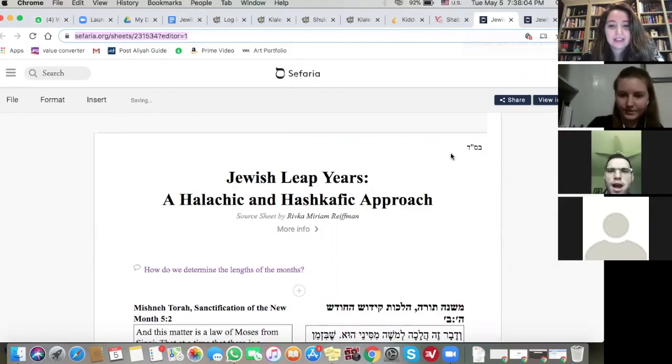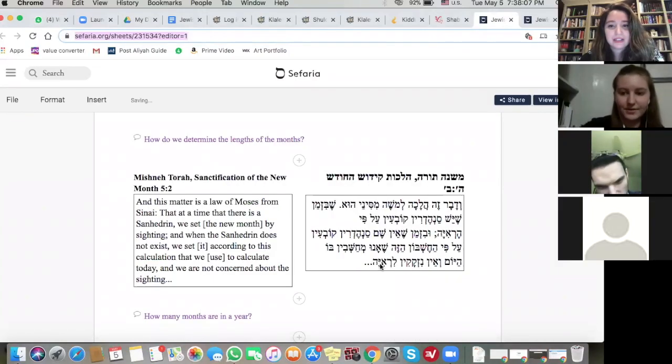And let me try screen sharing. How do we determine the length of the months? This is from Rambam's Mishneh Torah. It says, so this matter, meaning how we determine the months, is a halacha l'Moshe miSinai. So Hashem taught it to Moshe at Har Sinai when Moshe was receiving the Torah.